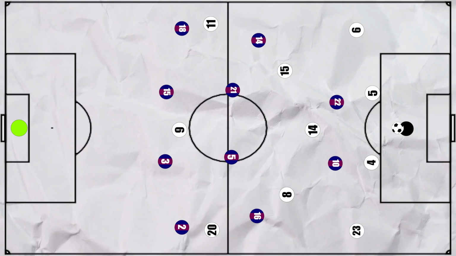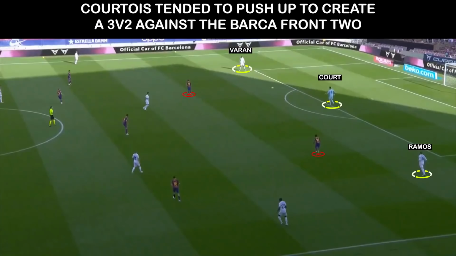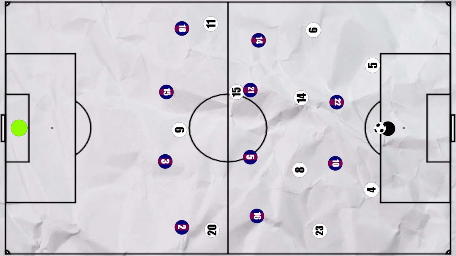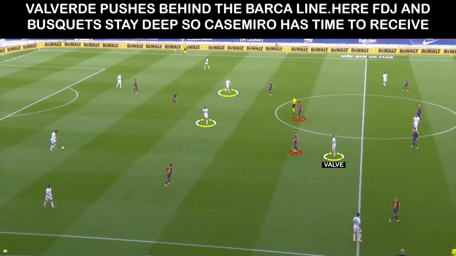So in deeper areas, Courtois pushed higher, whilst the centre-backs split to create a 3 versus 2 advantage. And because Real had the natural 3 versus 2 advantage in midfield, they were willing to push Valverde higher, as the attacking midfielder, to provide depth behind Barca's pivots.